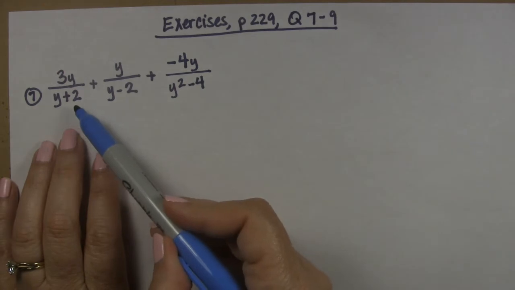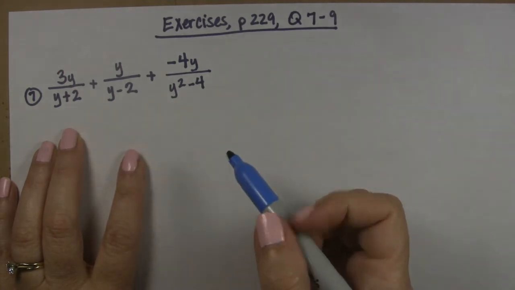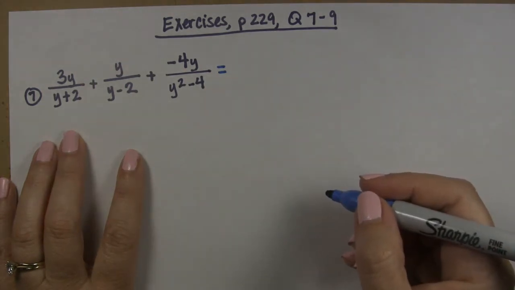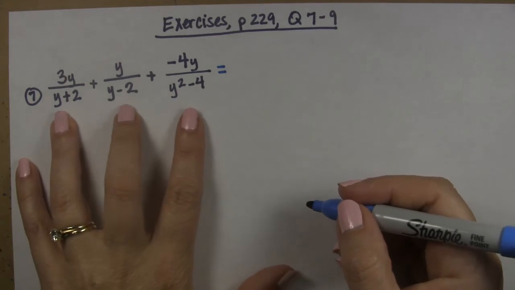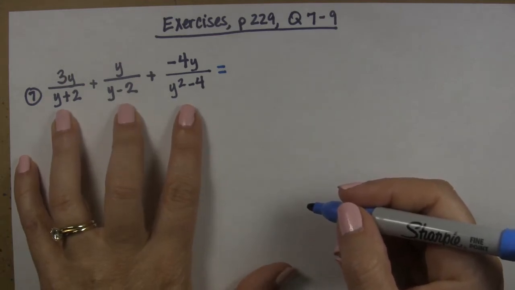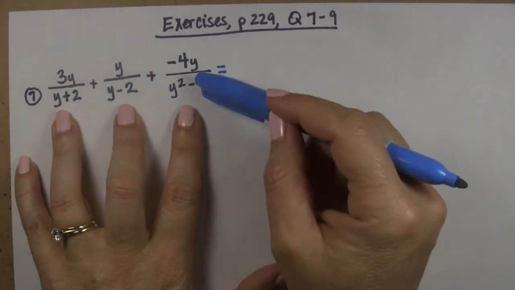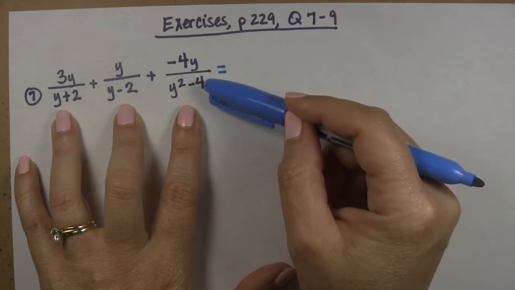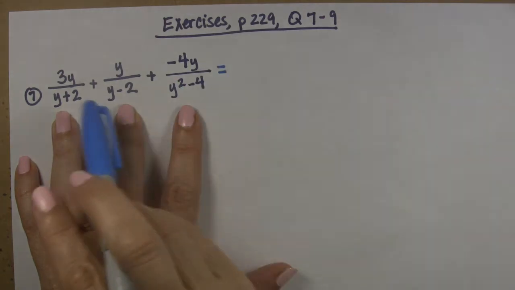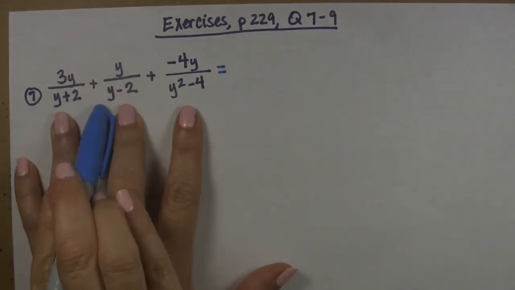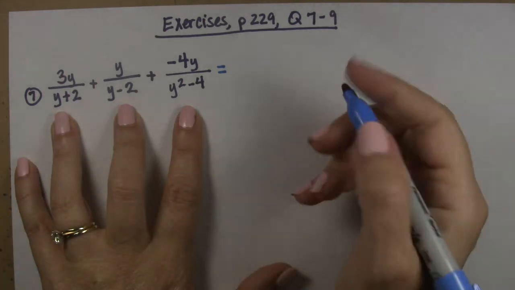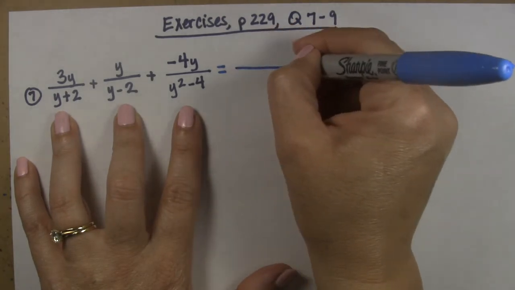So question 7, we have these three fractions that need to be added together, which means, of course, that the first thing that we need to do is make sure that they have common denominators. And it might not be clear to you, at least at first glance, what that common denominator should be. Well, the trick is to notice that this right here is really a perfect square problem, and it would break down into y plus 2 times y minus 2, wouldn't it? So we could make y plus 2 times y minus 2 our common denominator.